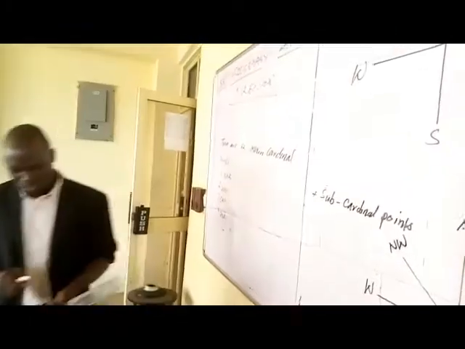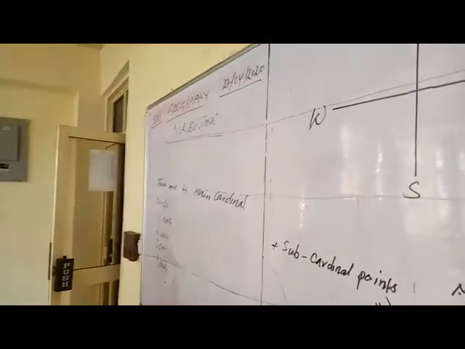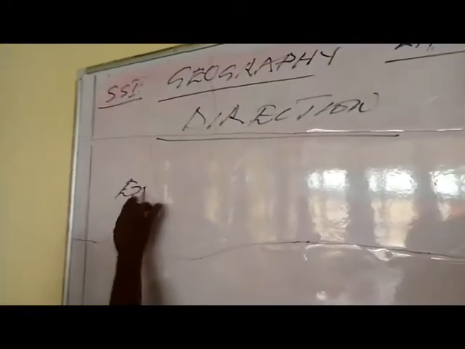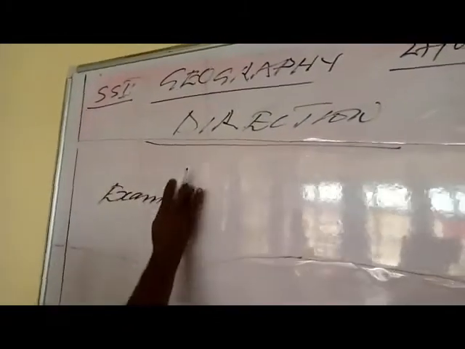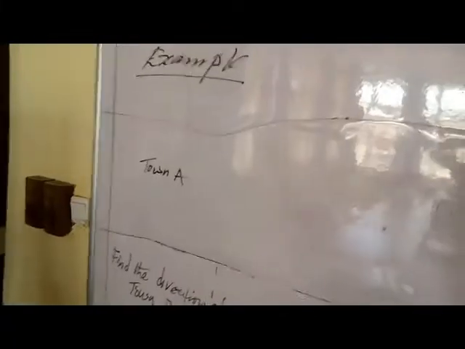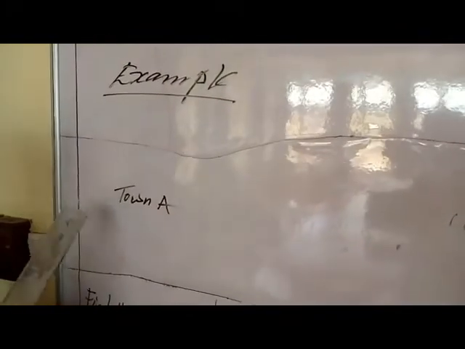Now let's go about using this to determine direction. Since we have understood what cardinal points are and how many cardinal points we have, now let's take a look at this example, relating it to the topic direction.